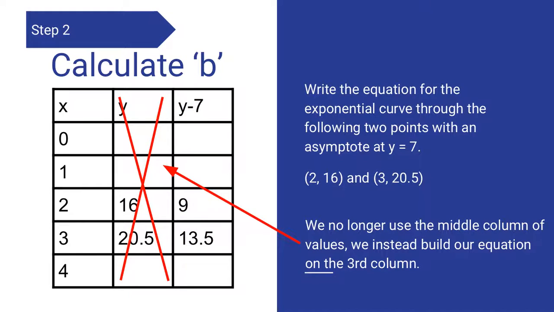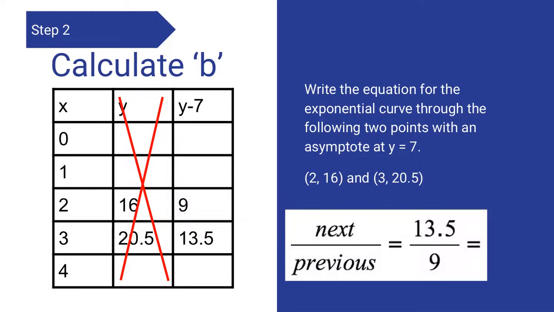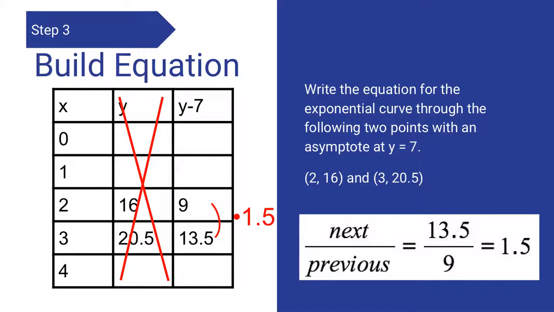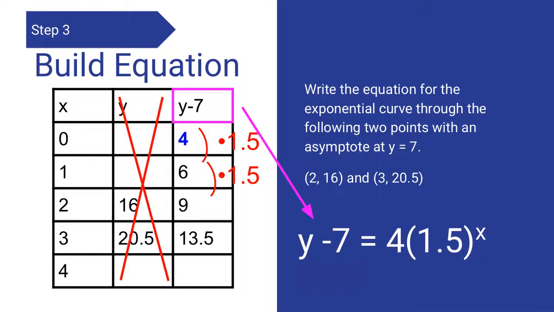So let's calculate the b value. We no longer use the middle column. We're going to use the third column. So we do next divided by previous of 13.5 divided by 9, and that's going to give us 1.5. So our multiplier is 1.5 in this example, and so I know it's timesing by 1.5 each time. Then I divide, go back. I can fill that in with a 6 right here, and then I can fill that in again, and it also happens to be 4 in this example as well. Now this column starts at 4 and it times is by 1.5 each time.